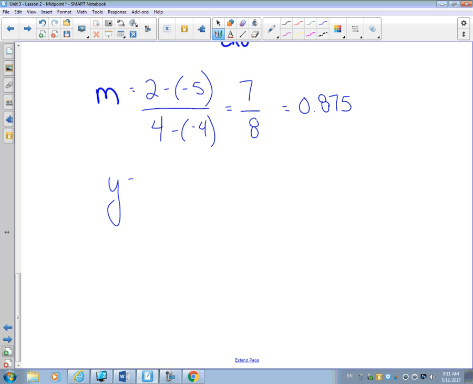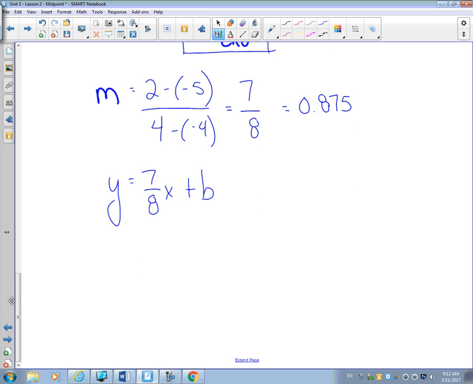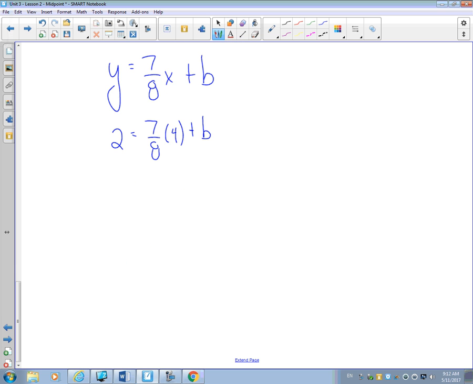So, what do I know? I know my slope, mx plus b. To find b, I need to use a point, but I know 2. I know the start, I know the end. I'm going to use the end because they're nice small numbers and they're positives. So, 2 for y and 4 for x. Okay, I know with fractions, I multiply straight across, so I'll get 28 over 8.